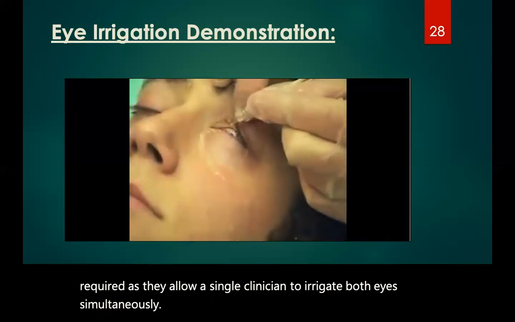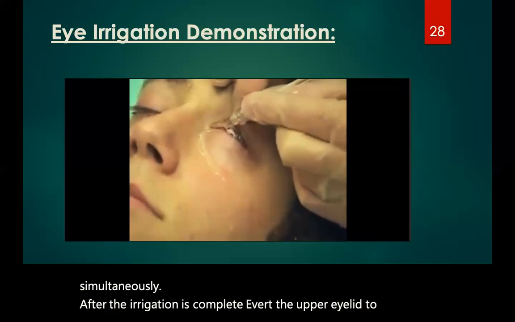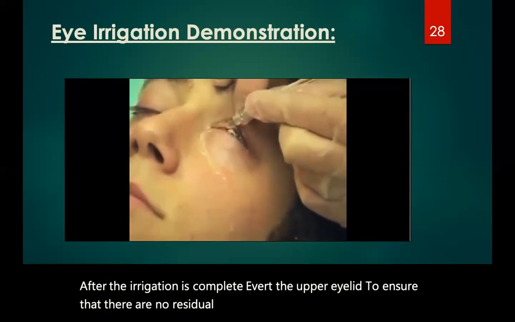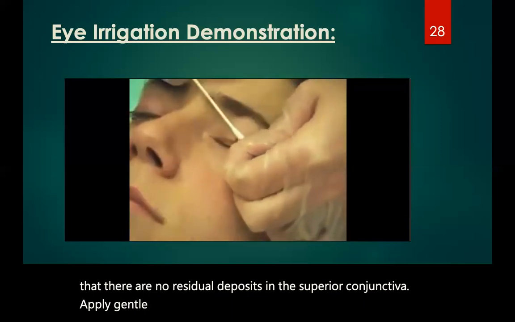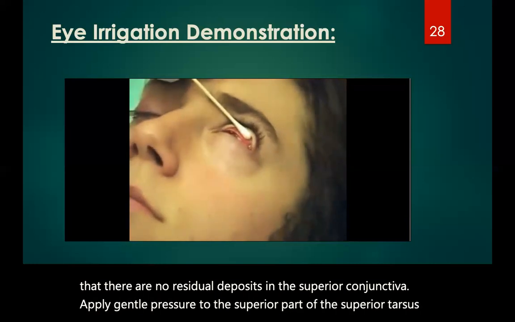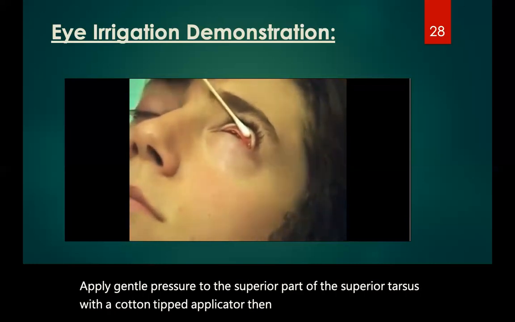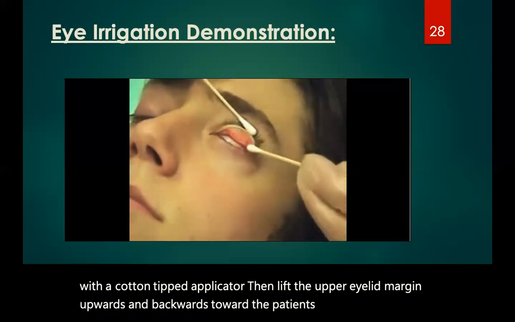After the irrigation is complete, evert the upper eyelid to ensure that there are no residual deposits in the superior conjunctiva. Apply gentle pressure to the superior part of the superior tarsus with a cotton-tipped applicator, then lift the upper eyelid margin upwards and backwards toward the patient's forehead.